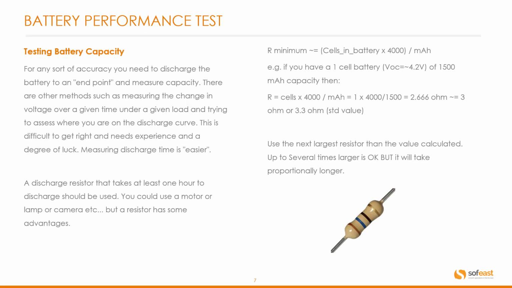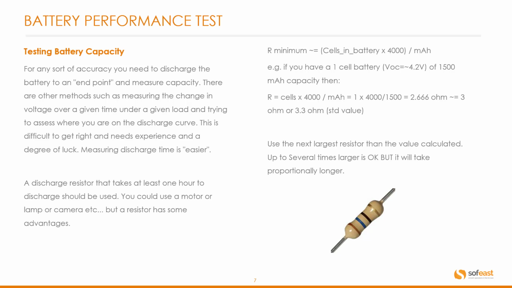For example, if you have a one cell battery, which has a voltage of around 4.2 volts and 1500 milliamp capacity, then the resistor equals cells times 4000 divided by milliamps, which equals 1 times 4000 divided by 1500, which equals 2.66 ohms, or thereabouts. Rounding up is 3 ohms. But the standard value for the resistors is 3.3 ohms.